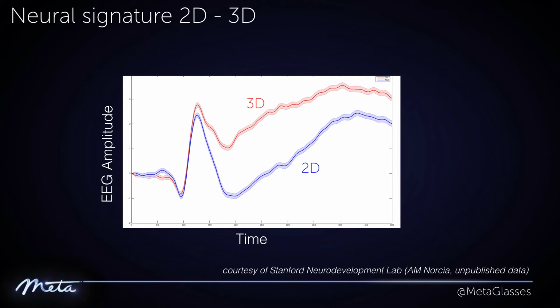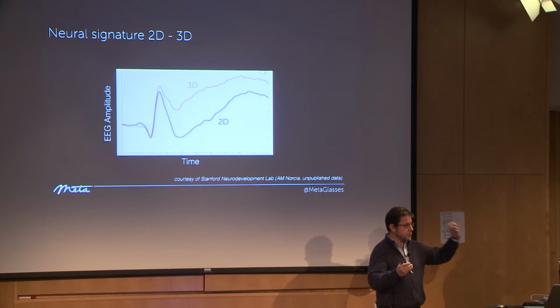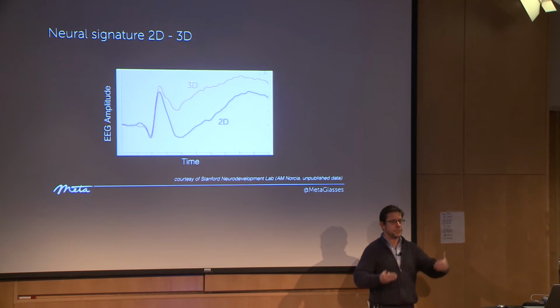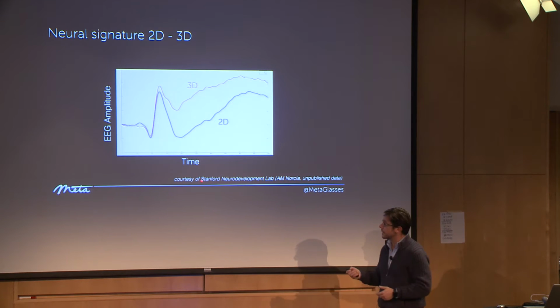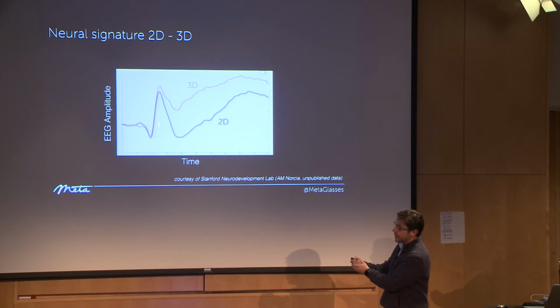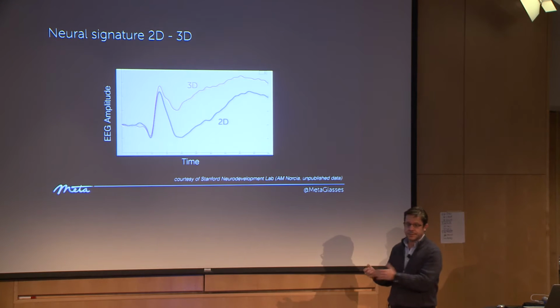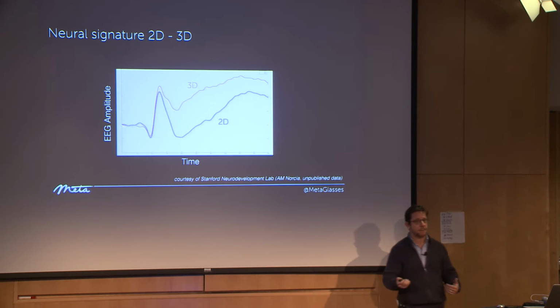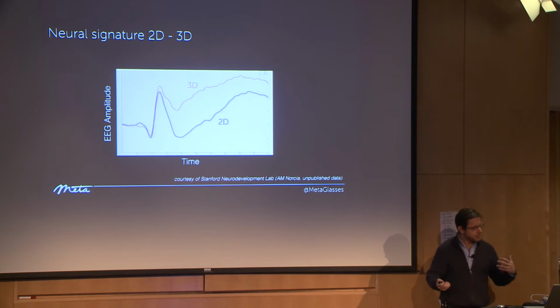There are scientists, in particular, this is data from Tony Norcia's lab at Stanford, the lab that I moved to when I moved from Italy in 2011, who are showing that there are neural signatures, in particular EEG signatures, that distinguish things. When you look at the same image in 2D and in 3D, your brain will react differently after about 150 milliseconds. There will be some increase of amplitude that will be a signature of 3D perception.